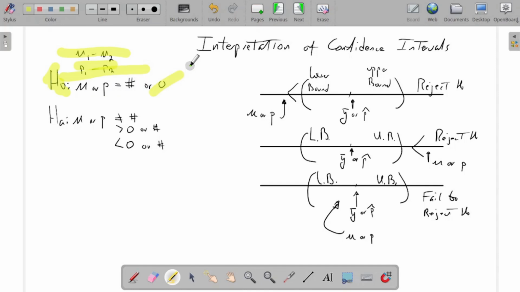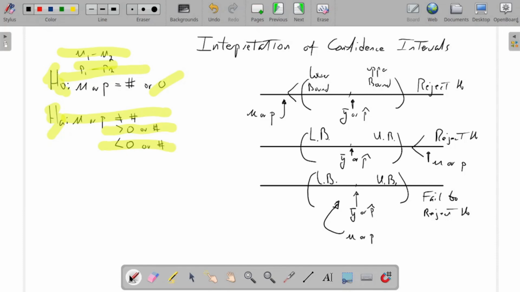The alternative hypothesis, that's this one. Again, it's the same idea. It'll either be mu or p not equal to a number, or again, a difference of means or a difference of proportions, not equal to 0, or greater than, or less than. Is really the only ways we can structure the alternative hypothesis. So let's take a look at the three ways this works out then.